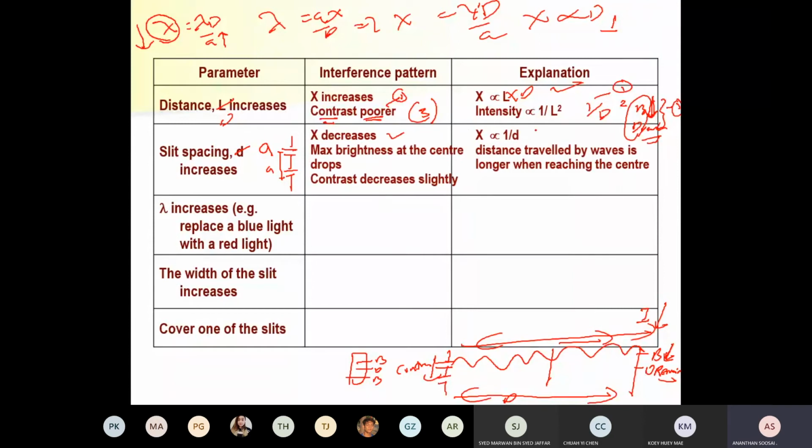The reason again, quite convenient for us, just rely on the formula. X is inversely proportional to A, so X should decrease. So no problem explaining the X, but the problem is about contrast. What happened to the contrast? The maximum brightness at the center drops, the contrast decreases slightly.